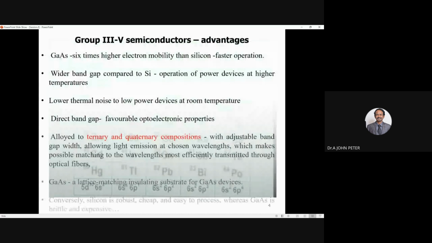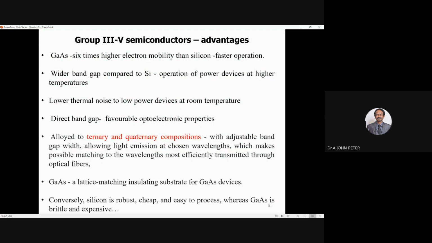Now, what are the advantages of gallium arsenide, a group 3,5 material, over group 4,4 material? As I said, in the 1970s people used only silicon material. After that, silicon was replaced by gallium arsenide. Nowadays, people use zinc oxide, gallium nitride, and cadmium telluride material for all solar cell applications. Because of these reasons, gallium arsenide has 6 times higher electron mobility. It will go much faster, so automatically the operation will be much faster.